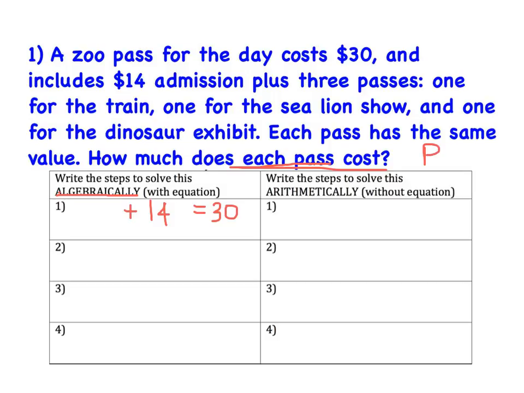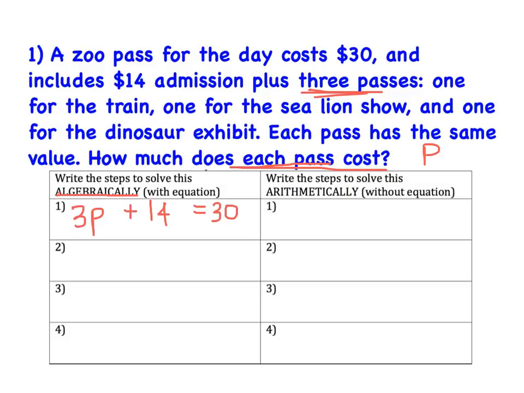So I could use P for my variable. And 14 doesn't tell me anything about the number of passes or the cost of the passes. It's just that separate admission cost. The amount that depends on the variable is the fact that there are 3 passes included. So I'm going to write 3P as my amount that depends on the variable. So this is my original equation: 3 times the cost of 1 pass plus 14 equals 30.